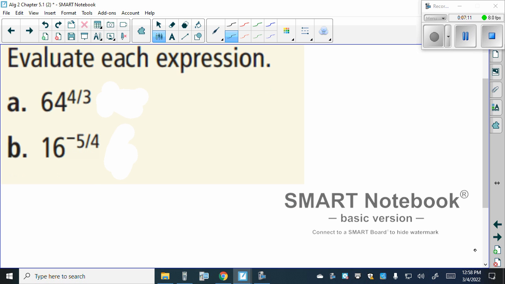So we're going to look at these two here. 64 to the 4/3. So what's the first thing we can do for this one here? Well, you can rewrite this to the 1/3 to the 4th.